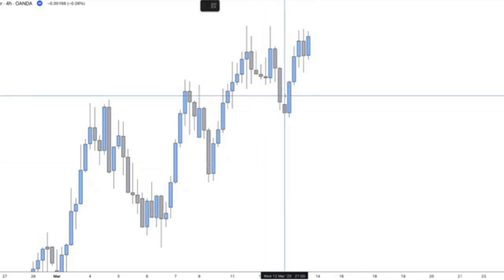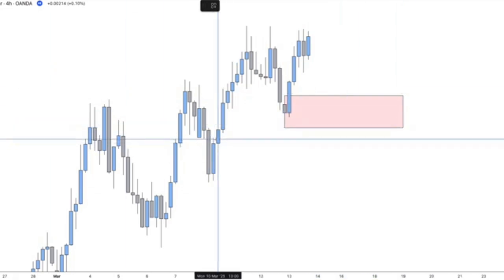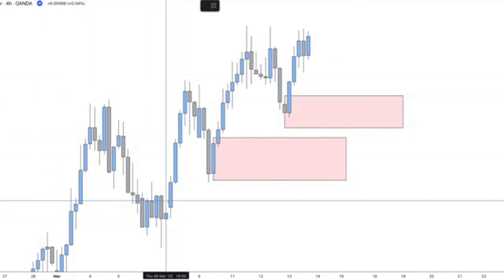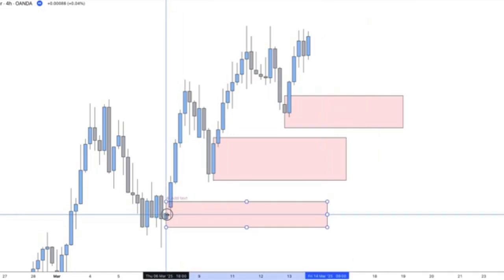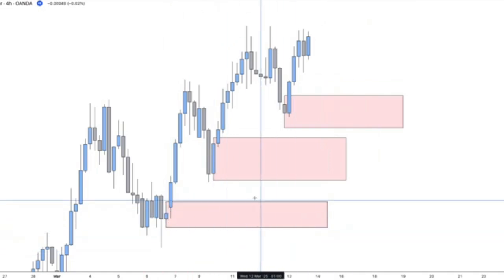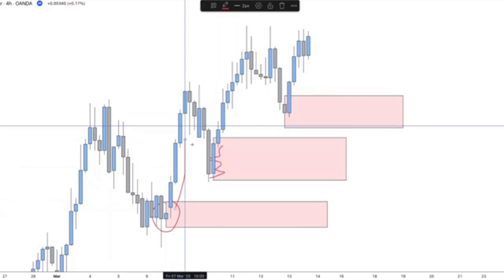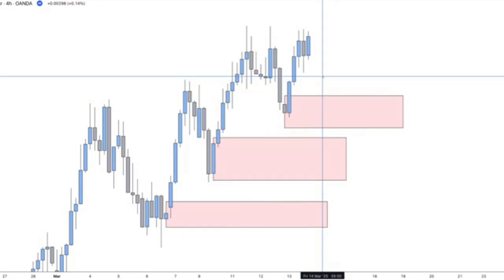There's going to be, first of all, demand zone number 1. There's going to be this kind of area, demand zone number 2, which still has some imbalance into it. And there's going to be number 3, demand zone number 3, which is going to be this indecision candle down here. Now, just for reference, I use the last candle before the impulse. This is the last candle before the impulse away, and this is the last candle before the impulse away. That is how I mark my demand zones.